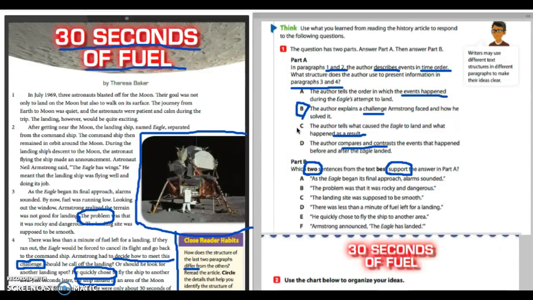Part B, which 2 sentences from the text best support the answer in part A? So we need to find 2 answer choices that tell us about problem and solution. A. The eagle began its final approach. Alarms sounded. B. The problem was that it's rocky and dangerous. C. The landing site was supposed to be smooth. D. There was less than a minute of fuel left for landing. E. He quickly chose to fly the ship to another area. And F. The eagle has landed.